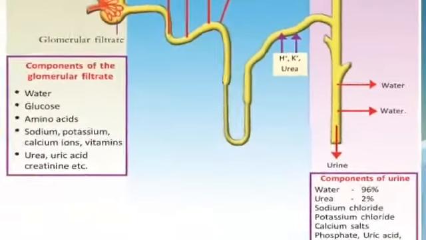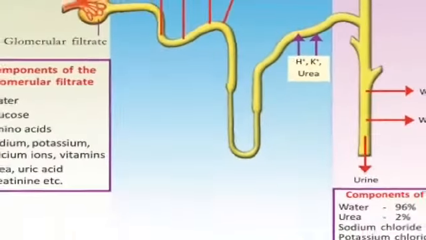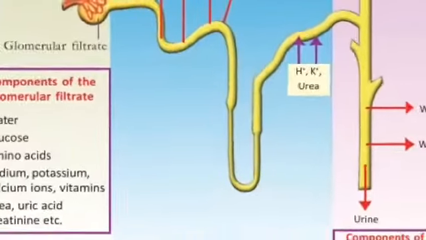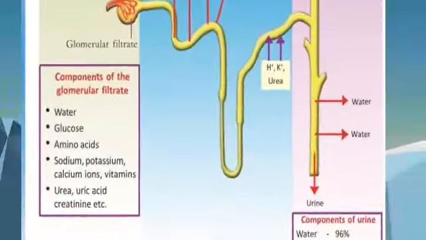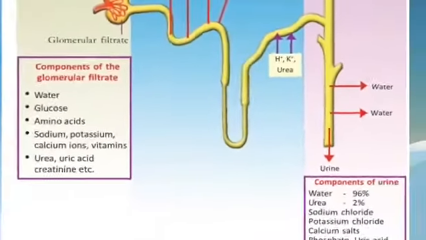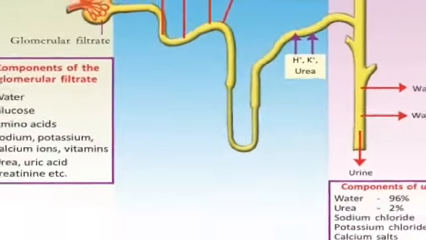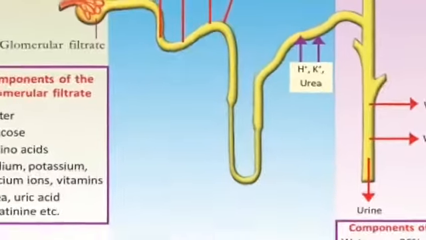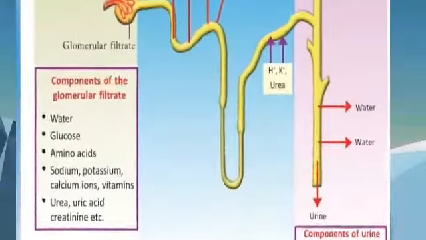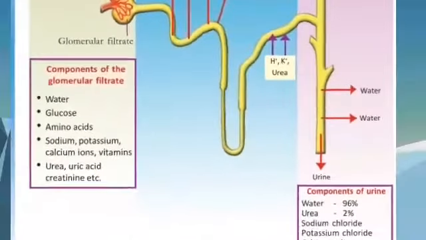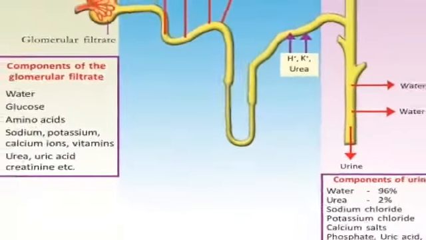The glomerular filtrate formed as a result of this is collected in the capsular space. Glomerular filtrate is formed as a result of ultrafiltration. It is a fluid collected in the capsular space as a result of ultrafiltration, formed from the blood.